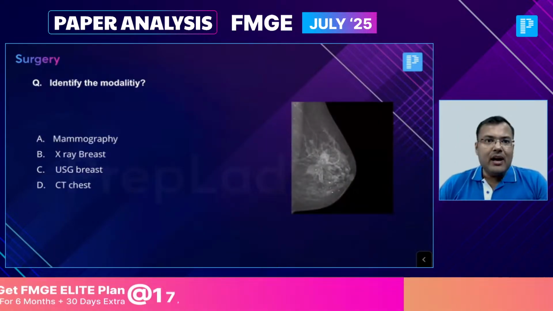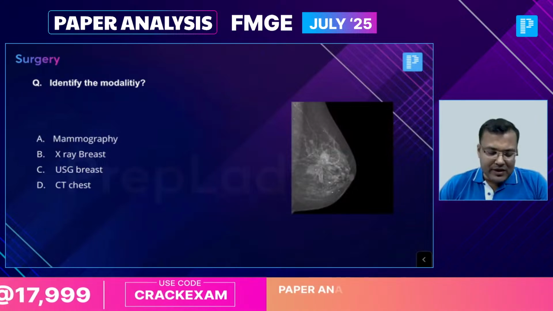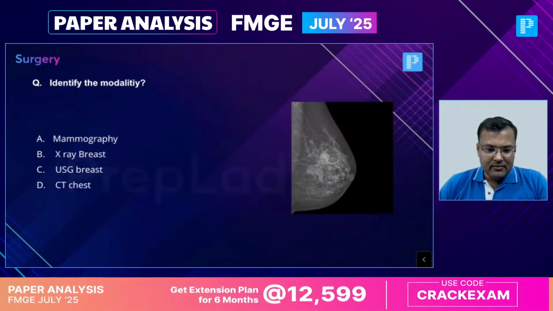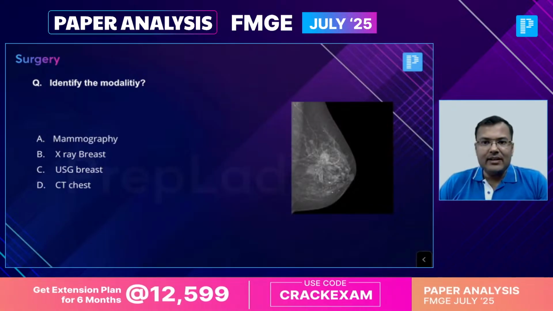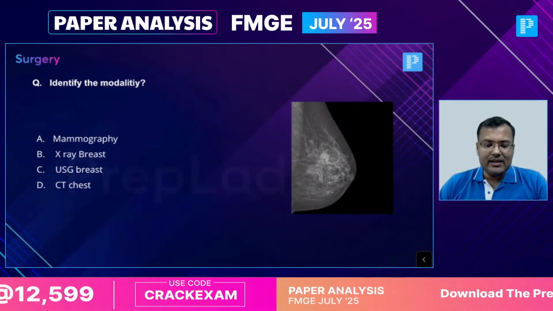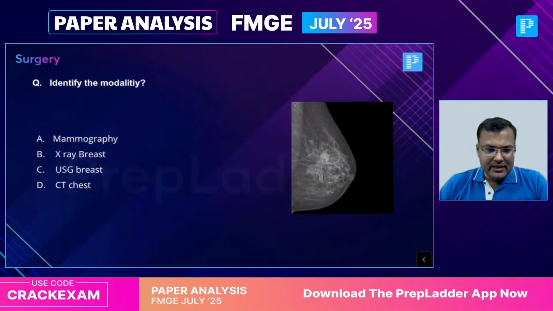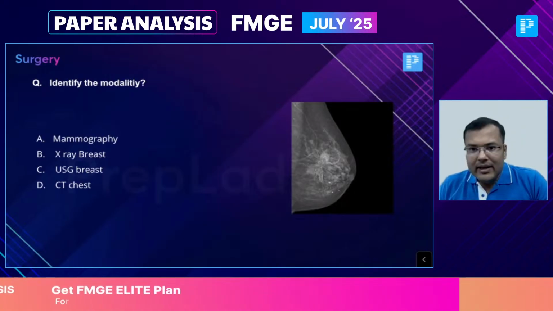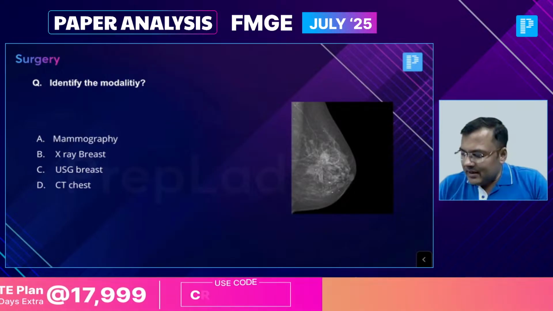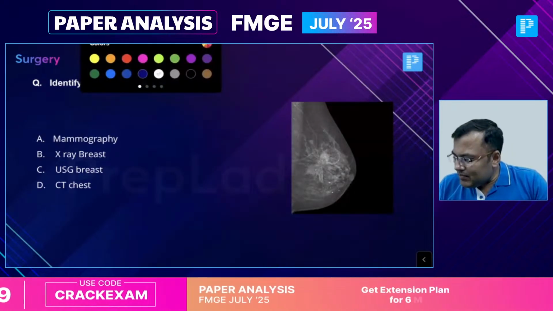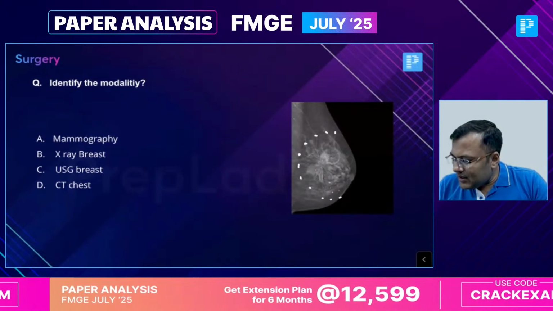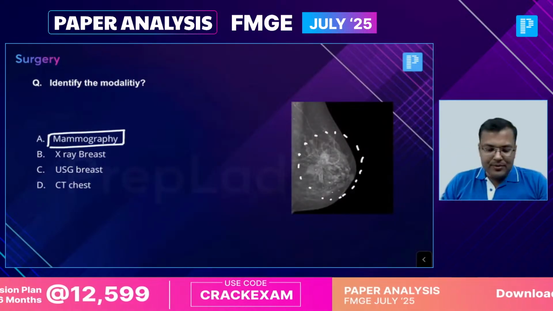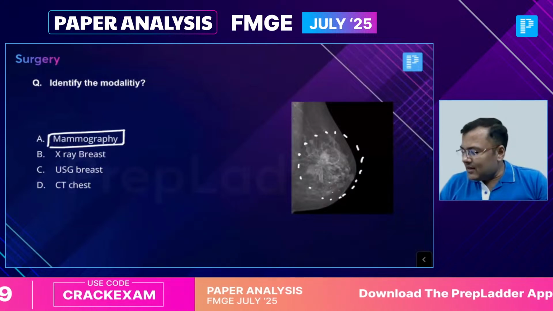Second question, identify the modality. Guys, can you tell me what is the correct answer? You can see the image and tell me. Yes, everybody is correct. This is mammography. Here you can notice microcalcifications, and here you can see the opacity. So the correct answer is option A, mammography, right? What is the next question?